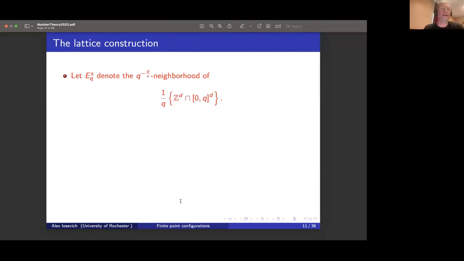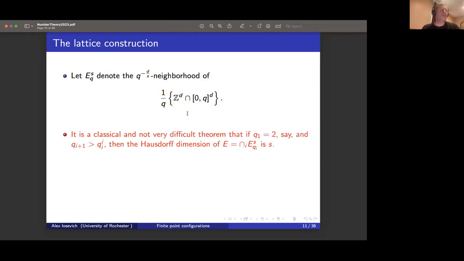And let me go straight to the construction because I want you to have a feel of what it looks like on the level of examples. This is a central theme of this talk. So this time we take the integer lattice, we intersect it with a large cube, we scale it back down to the unit cube, and then we take a q^(-d/s) neighborhood. Those of you who are used to working with fractal sets know what I'm doing. I'm trying to imitate or simulate a set of dimension s.